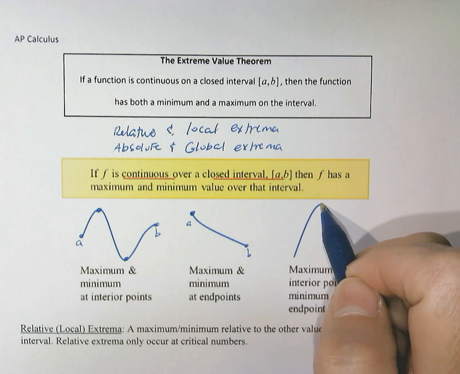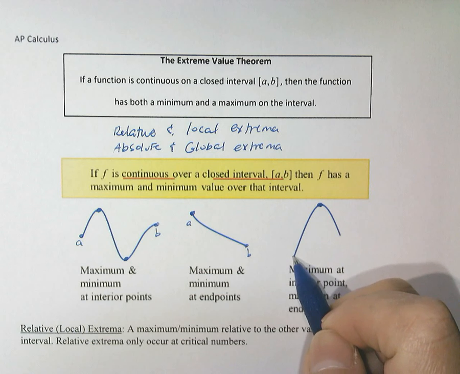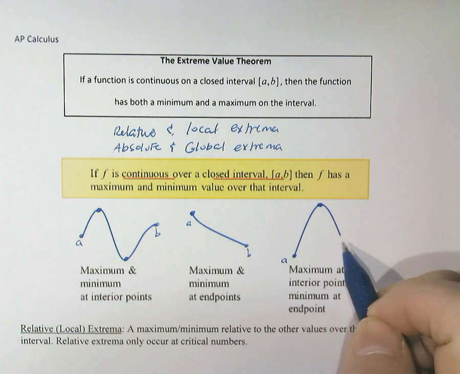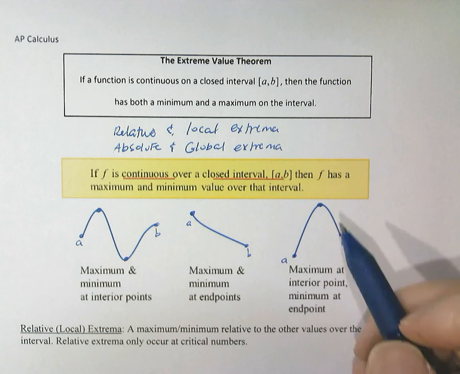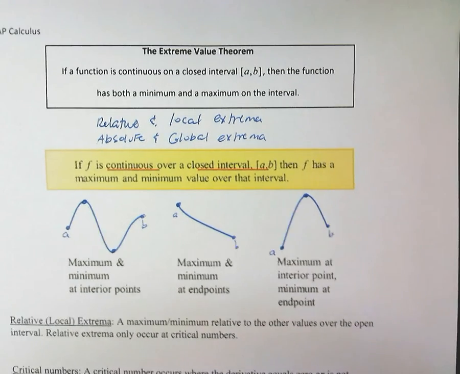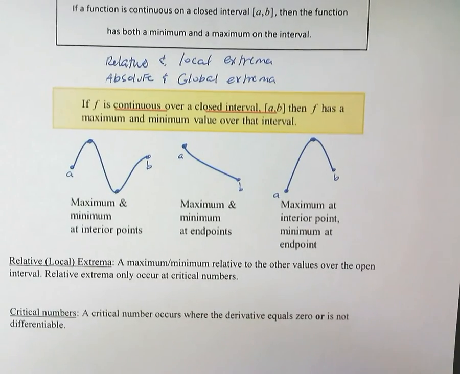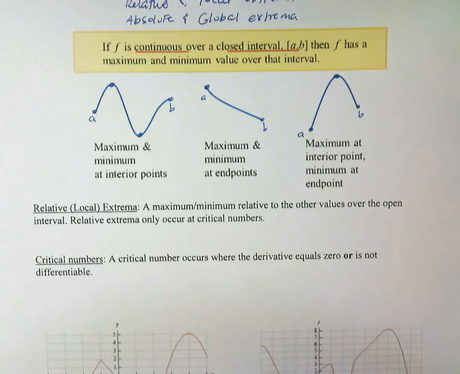This one here, this is your absolute maximum. This is your absolute minimum. So if this were A and this were B, B is neither extrema. This is your highest point, this is your lowest point. I have a couple more graphs to help explain what you're looking at.